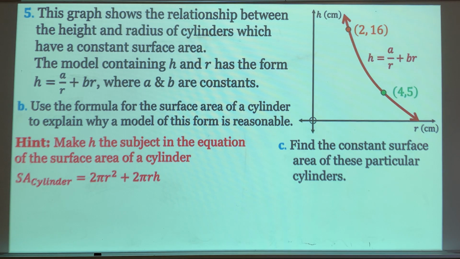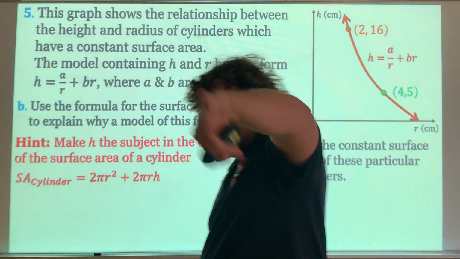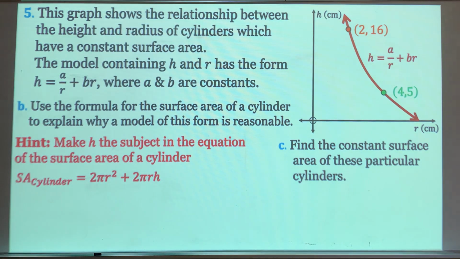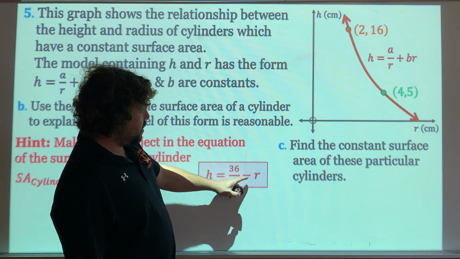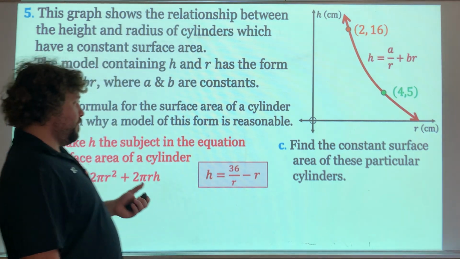Surface area of a cylinder is 2 pi r squared, your top and your bottom, plus 2 pi r, the radius, times height. That's how the surface area of a cylinder works. So we're going to make H our subject. What exactly does that mean? What that means is we know that H equals 36 over R minus R. How do we know that? We just solve for it in A.